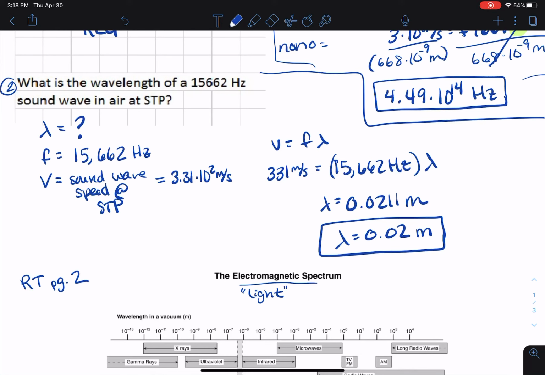Okay, so that's how we do that. And again, this one might change too, like it gave us the frequency, but maybe sometimes it'll give us the wavelength, and then you'll have to solve for the opposite and vice versa, but at least now you've seen it done one of the ways.